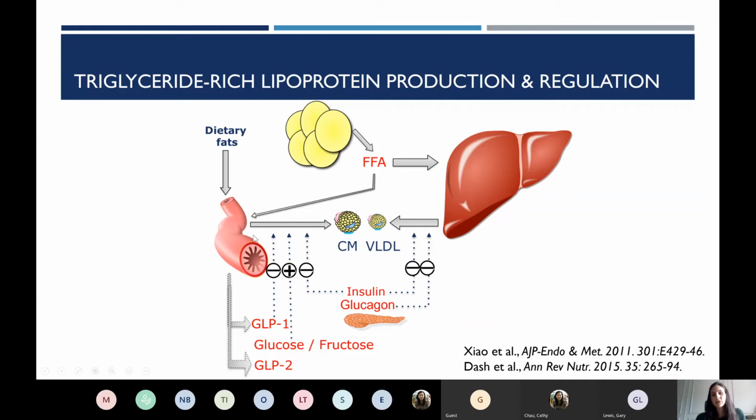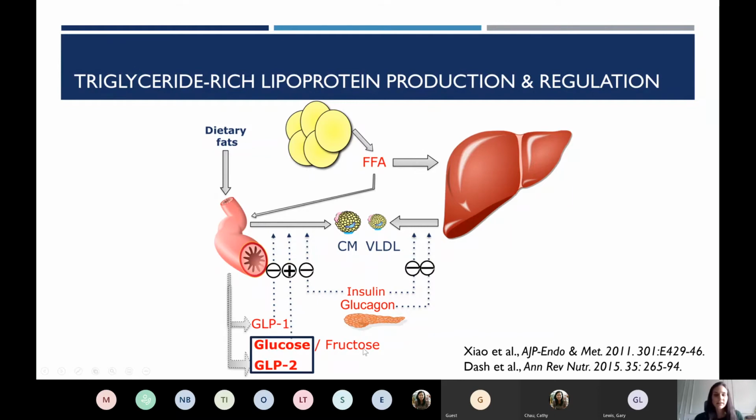The intestine itself also secretes hormones, so it secretes glucagon-like peptide 1, GLP-1, and glucagon-like peptide 2, or GLP-2. And these then act on the intestine to regulate chylomicron secretion. So we've shown that GLP-1 inhibits chylomicron secretion, whereas GLP-2 stimulates chylomicron secretion. We've also looked at nutritional factors like glucose and fructose and found that both of those stimulate chylomicron secretion.